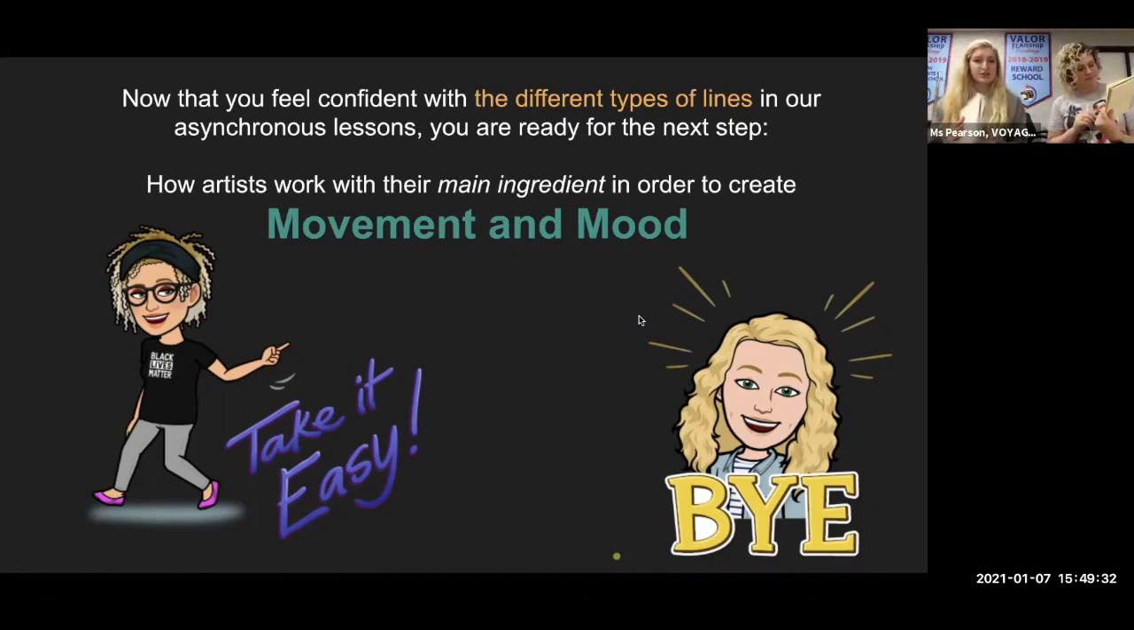After that, we went into our studio time and we got to practice all of those to create a lovely composition. So now that you feel confident with these different types of lines in our asynchronous lessons, you are ready for the next step. This is how artists work with their main ingredient, lines, in order to create movement and mood.